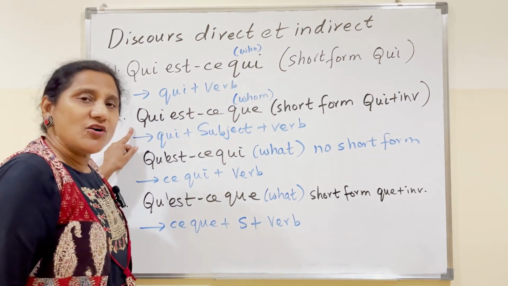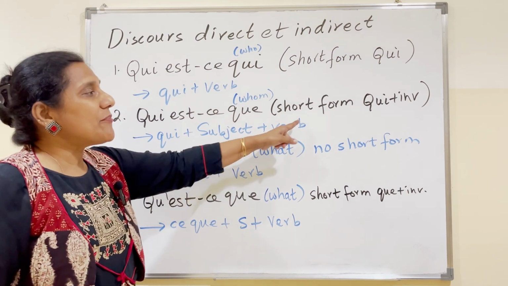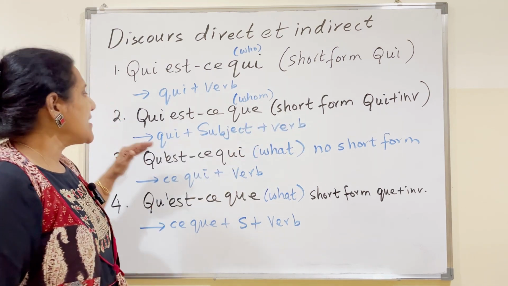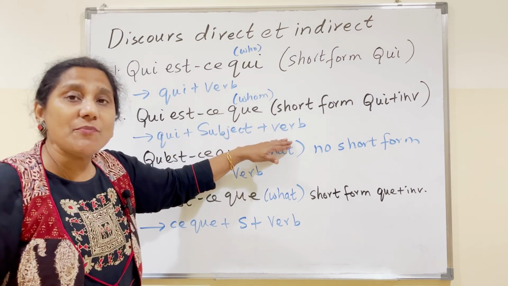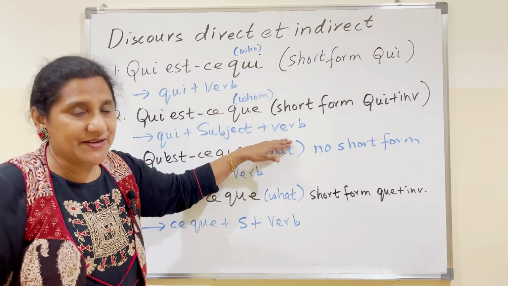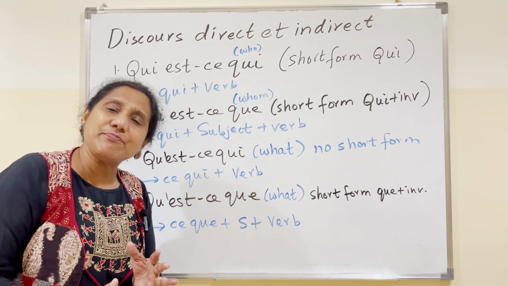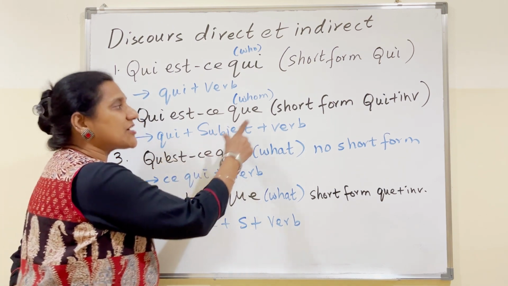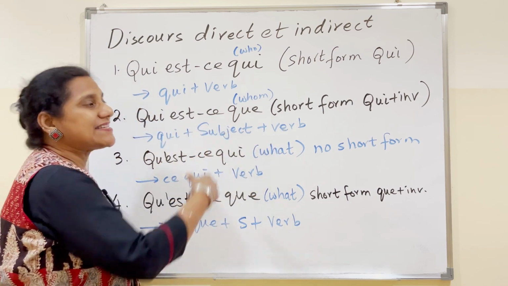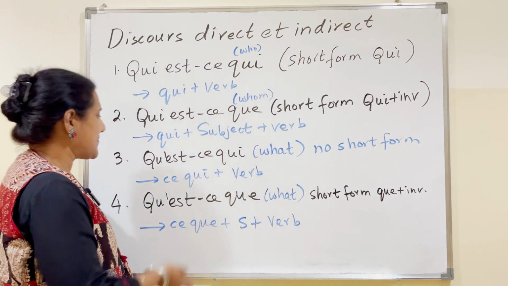Qui est-ce que, which means whom. The short form is qui plus inversion. It will change to qui plus subject plus verb from direct to indirect. So therefore, when we are changing back from indirect to direct, when we see qui plus subject plus verb, then we know it's going to be qui est-ce que or qui plus inversion.